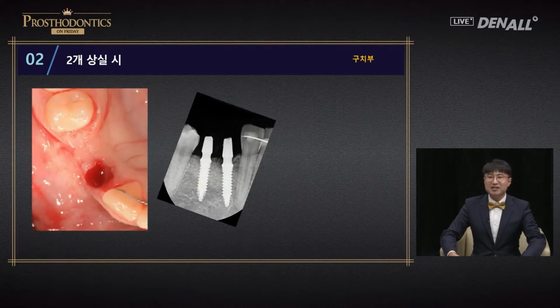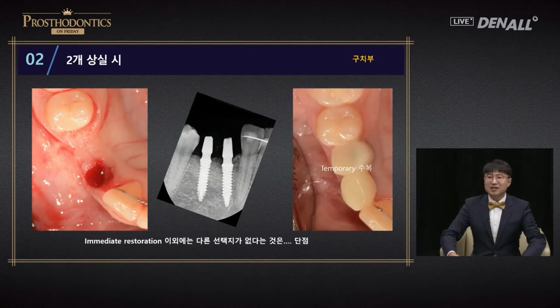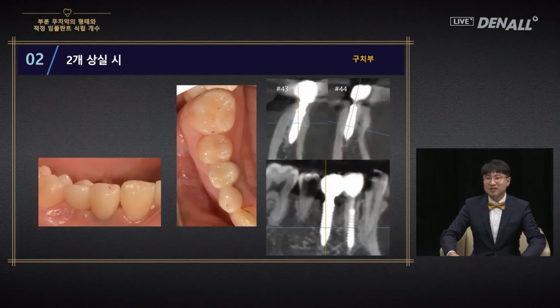Number 43 and 44 were missing. I placed 2 MS implants and temporization was provided. The biggest shortfall of MS implants is that there's no other option than immediate restoration. If initial stability is weak, you cannot do submerging. I restored with 2 MS implants, and I believe it was the right choice for such a tight space.